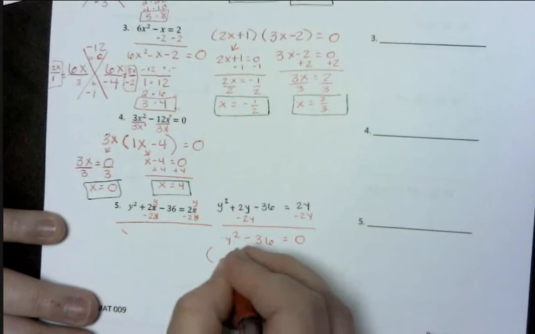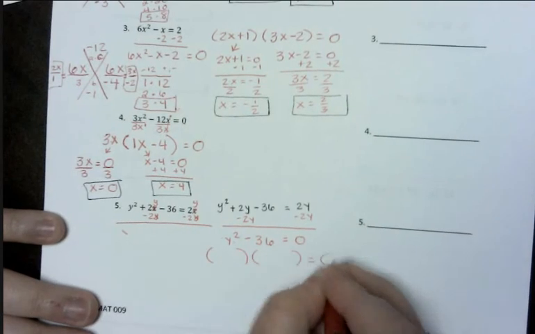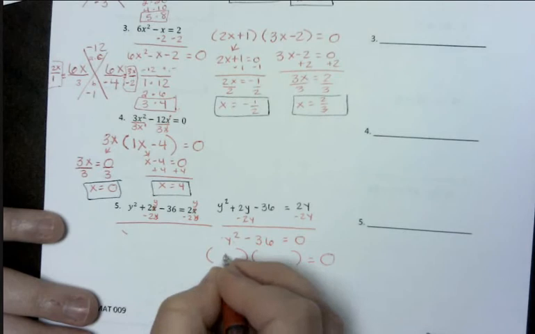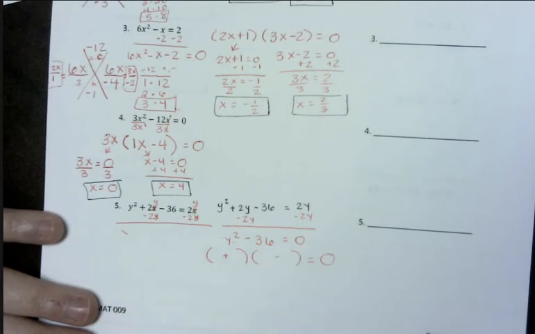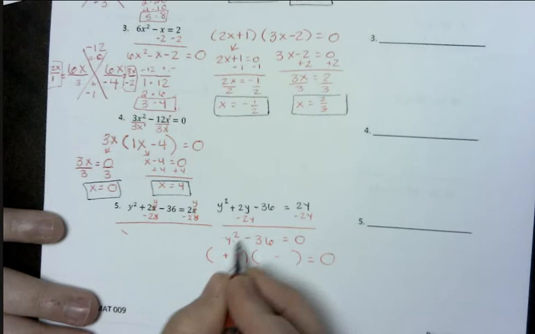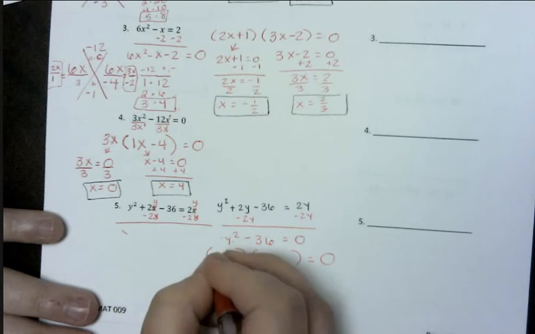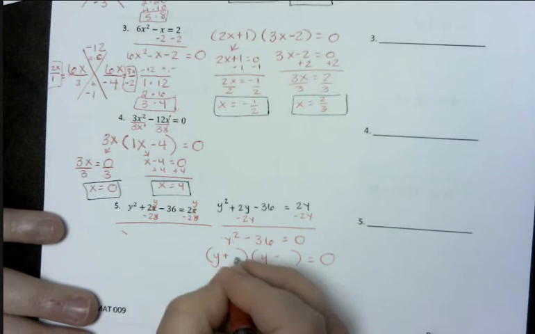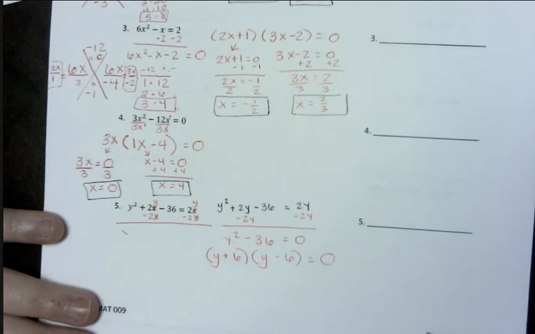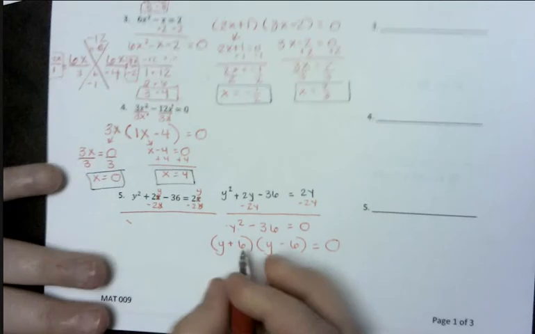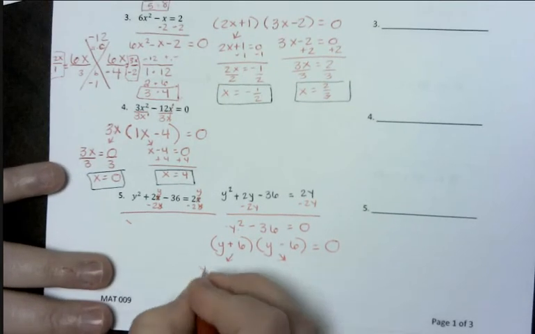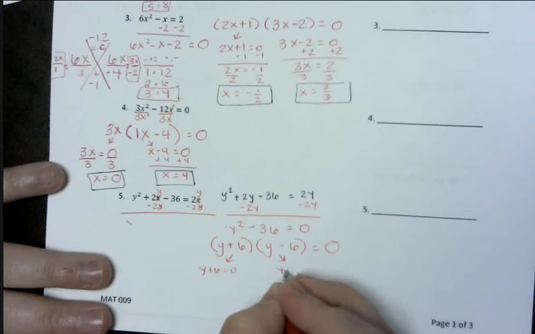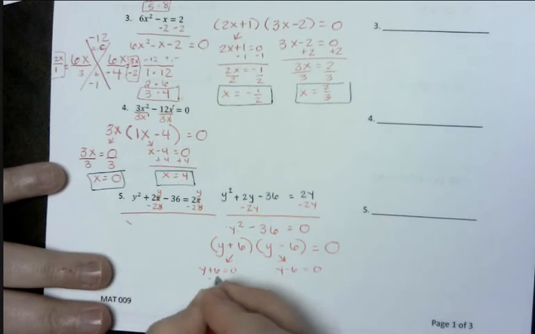So you draw your, what I call the two cars, which are your two sets of parentheses. You've got a good car and a bad car. And you find what times itself gives you y squared. That answer is y. And then you find what times itself gives you 36. Well, that answer is 6. So if you were to multiply this back out, you would end up getting y squared minus 36. So now you set each of those equal to 0, and then you solve.